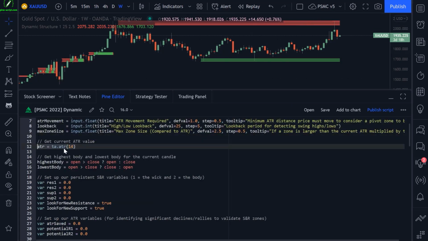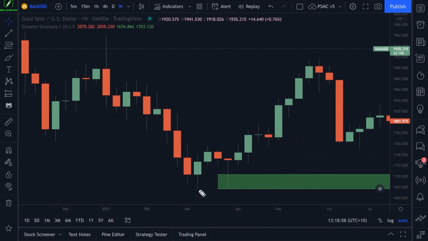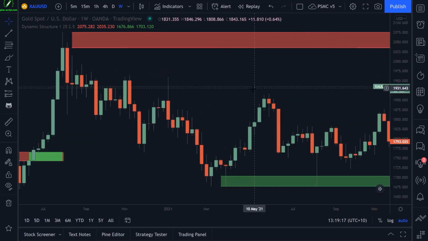So first I get the current ATR value, which is used for validating significant moves and invalidating support and resistance zones that are too large. Then I get the highest body and the lowest body. So the support zone and resistance zone is drawn from the wick, the low of the wick, to the lowest body of that swing low. That is how I personally identify objectively and in a rules-based manner a support and resistance zone to trade within. And it works pretty effectively.